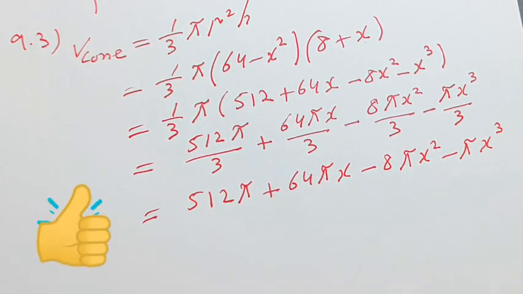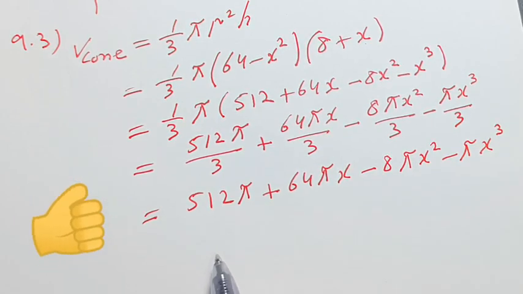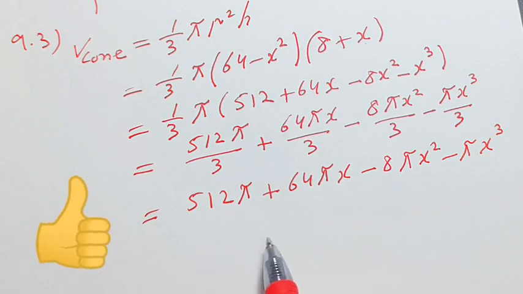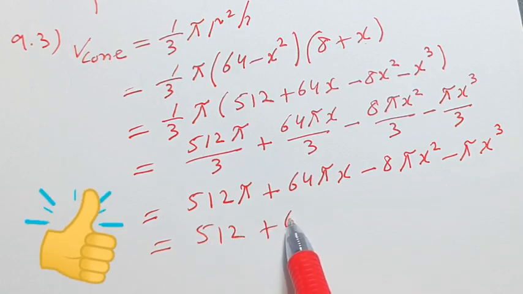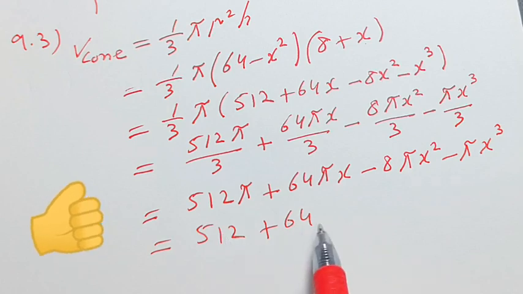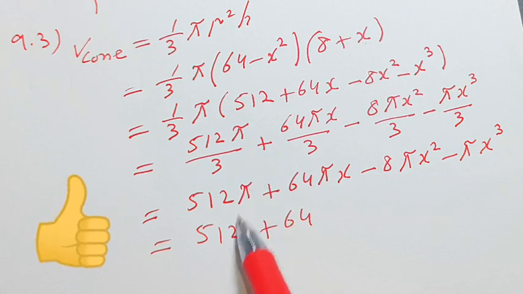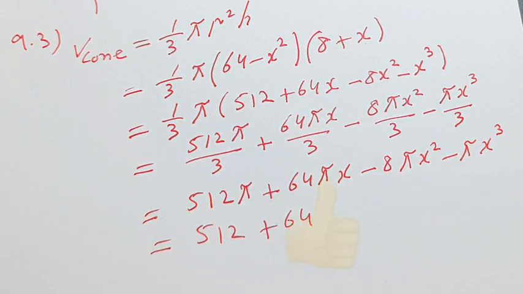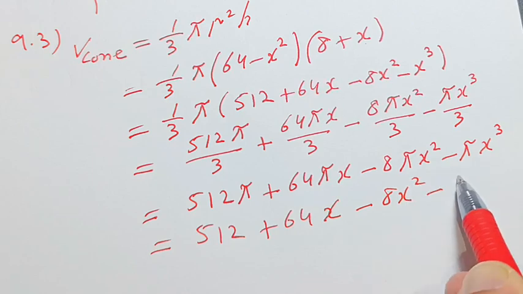Now I can still see the pi is common here, so I can divide by pi, and then we're left with 512 plus 64. Pi and pi cancel because the denominator is pi and the numerator is pi. Only 512 plus 64x is left, and then minus 8x square minus x cube.